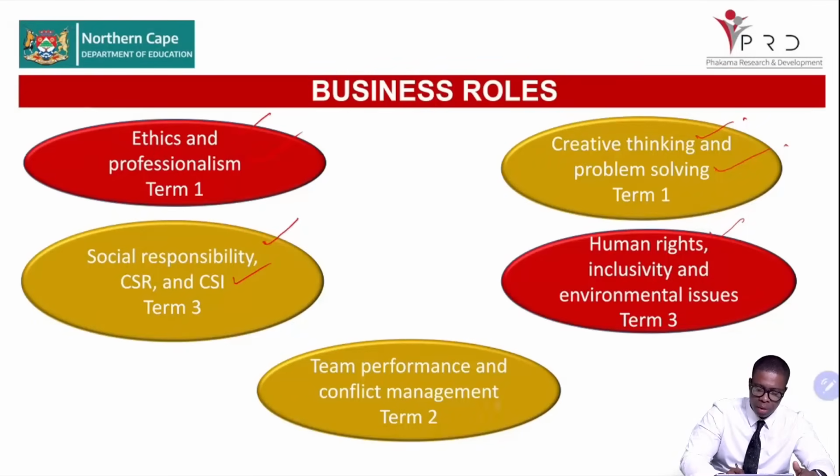Team performance and conflict management. What is the role of the business in assessing team performance? They should look into the criteria of a successful team. They should look into the characteristics as well of a successful team. Thereafter, in conflict management, what is the role of the business in managing conflict? They need to ensure that they acknowledge that there is conflict. They need to handle the conflict.